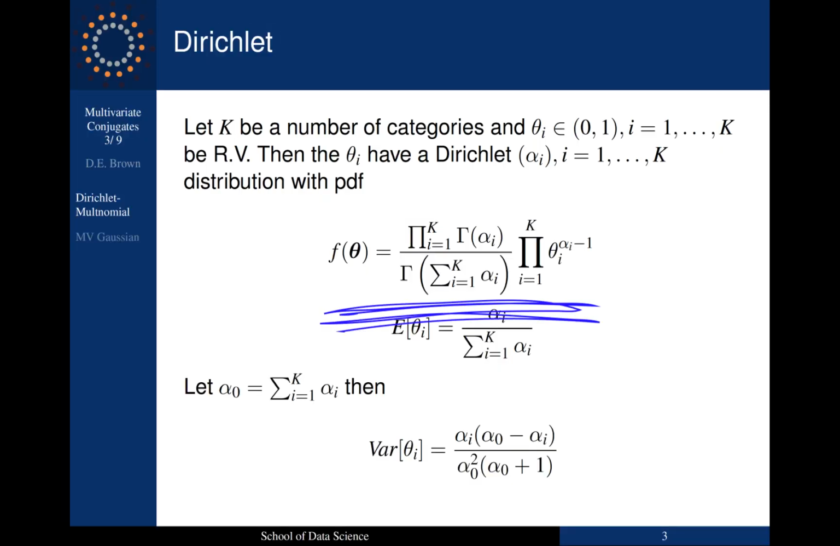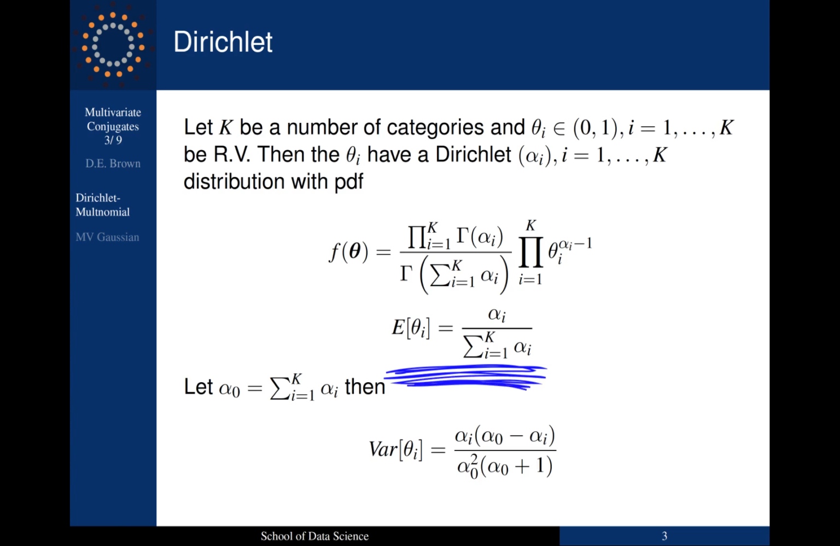And the PDF is as shown with the normalizing constant in front and the kernel, which is the product of the theta i's to the alpha i minus 1. It's the case that the expectation of each one of the theta i's is given by a ratio of the alphas, the particular alpha i. So if we look at the expectation of theta 1, it's alpha 1 over the summation of all the alphas. The expectation of theta 2 is alpha 2 over the summation of all the alphas, and so forth.